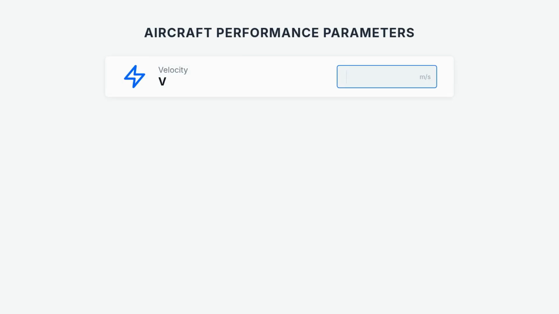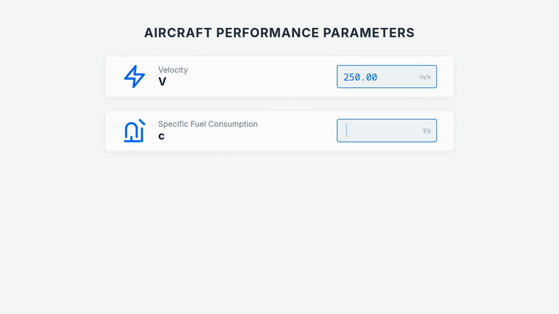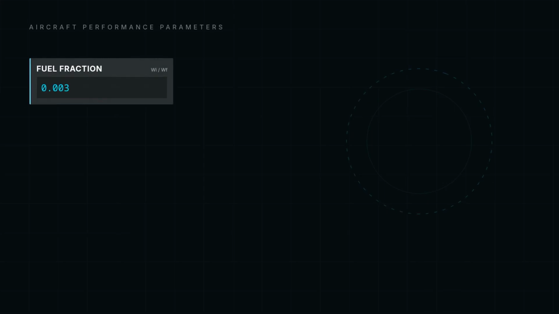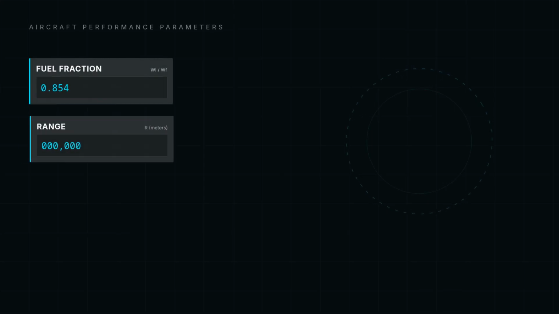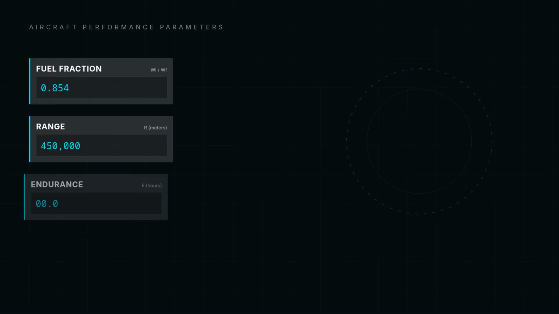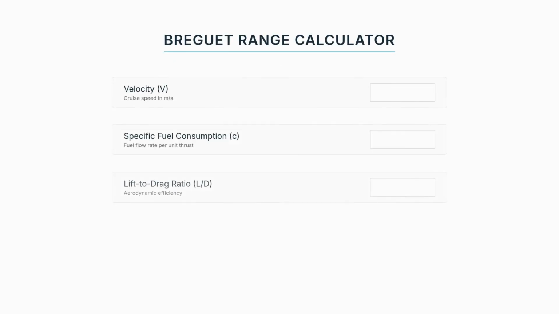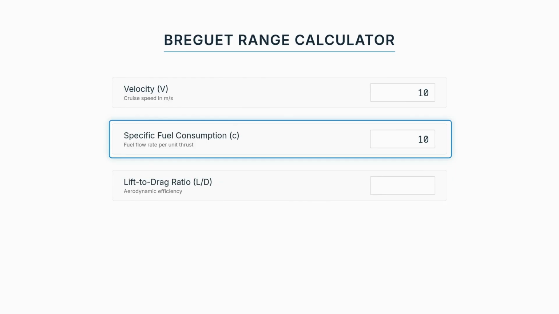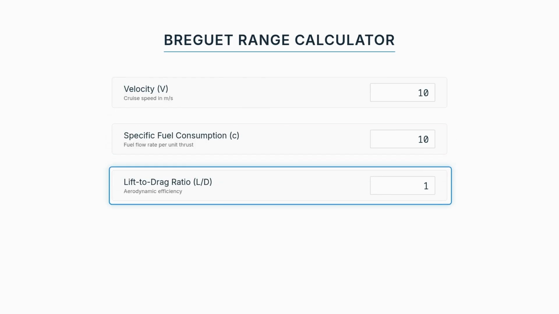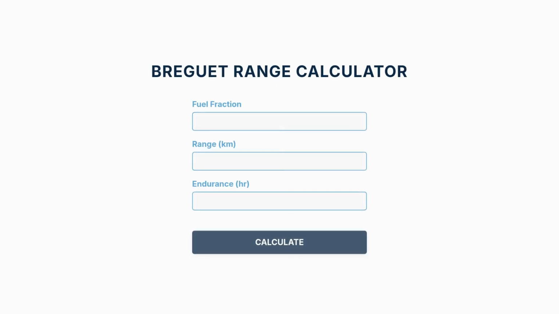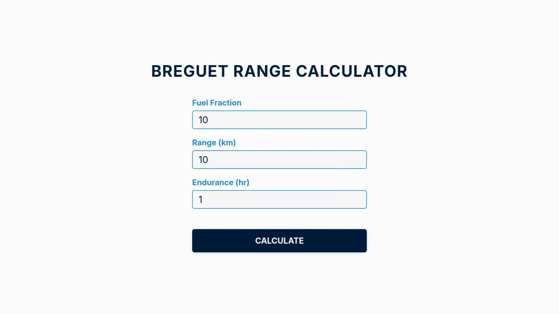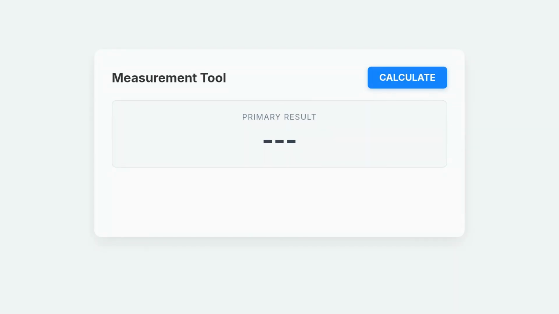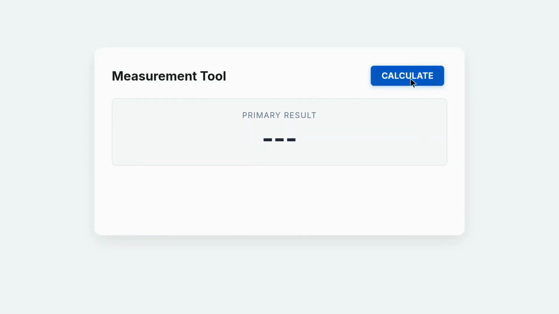Next, we input velocity V in meters per second, specific fuel consumption C in per second units, lift-to-drag ratio LD as a dimensionless value, fuel fraction YWF representing initial weight over final weight, range R in meters, and endurance E in hours. For our example, I'll enter 10 for all inputs. Velocity equals 10, specific fuel consumption equals 10, LD ratio equals 10, fuel fraction equals 10, range equals 10, and endurance equals 10. After clicking Calculate, the primary result shows 23 meters.